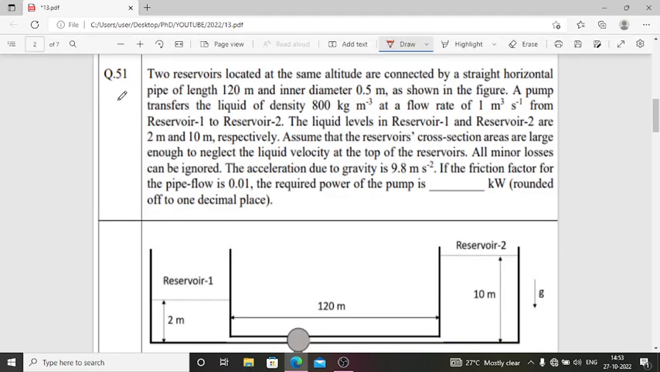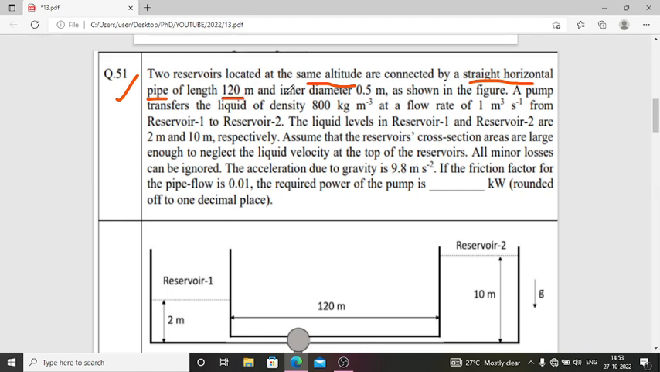Question number 51. Two reservoirs located at the same altitude are connected by a straight horizontal pipe of length 120 meter, L is equal to 120 meter, and inner diameter 0.5 meter. So ID is equal to 0.5 meter, as shown in the figure. The figure is given, refer to this figure. So here L is equal to 120 meter, inside dia 0.5 meter.